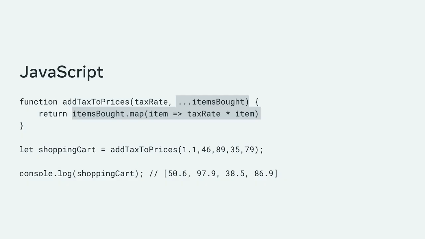It's important to know that the rest parameter must be the last parameter in the function definition. This means that adding any other parameter to my addTaxToPrices function after the rest operator and the items bought would result in an error. In this video, you learned how to use the rest operator, which groups the remaining parameters in a list within a standard JavaScript array. Well done with completing this video on the rest operator.